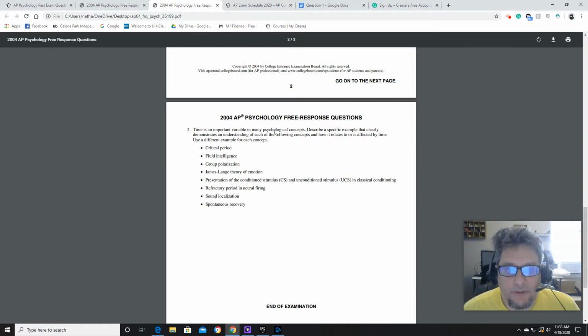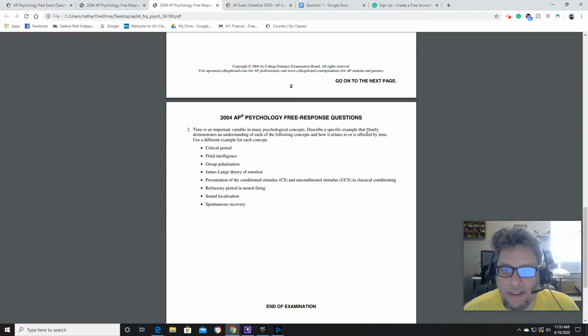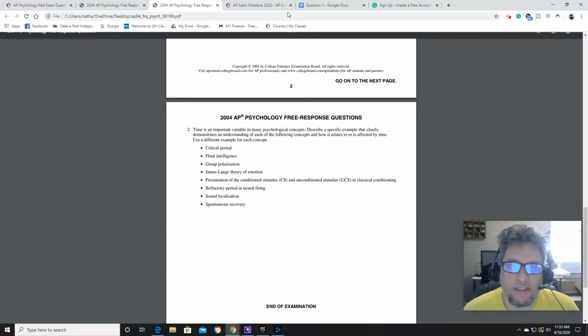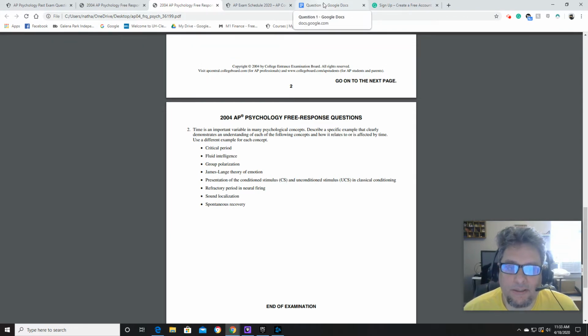So time is an important variable in many psychological concepts. Describe a specific example that clearly demonstrates an understanding of each of the following concepts and how it relates or is affected by time. So you're getting lists of concepts, and you are telling me how they are affected by time or how it relates to time. So, first concept we're going to look at is critical period.